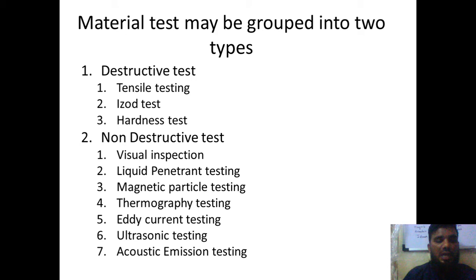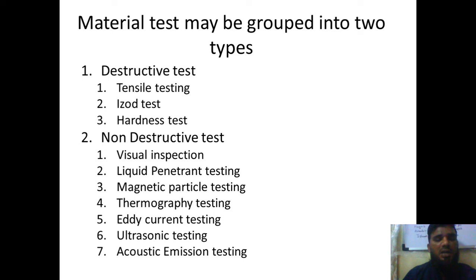Once the material is broken, we cannot use it again. That is the main disadvantage of destructive testing. Next is the Izod test. Similarly, the Izod and Charpy tests are done for the impact testing method. The load is going to be impacted on the material, and for that also we have to make a particular specimen as per ASTM. According to that only we can test the material.